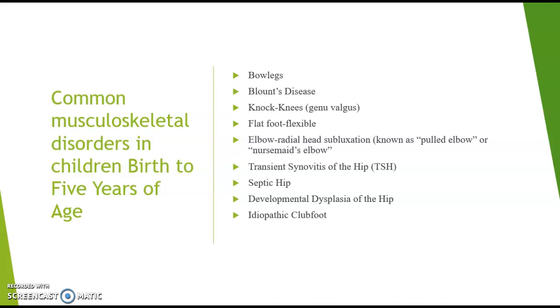Common musculoskeletal disorders in children birth to 5 years of age: bowed legs, Blount's disease, knock knees, flat foot, elbow radial head subluxation, also known as pulled elbow or nursemaid's elbow, transient synovitis of the hip, septic hip, developmental dysplasia of the hip, and idiopathic clubfoot.